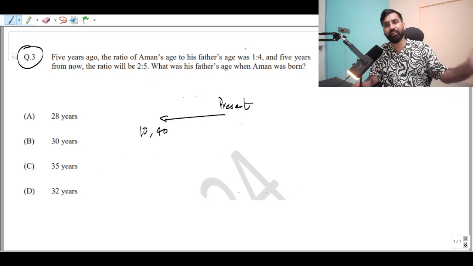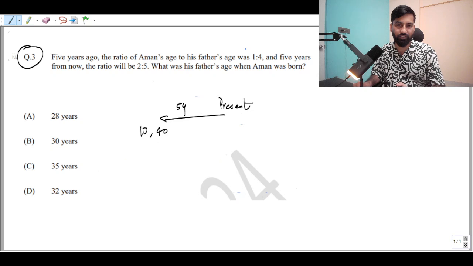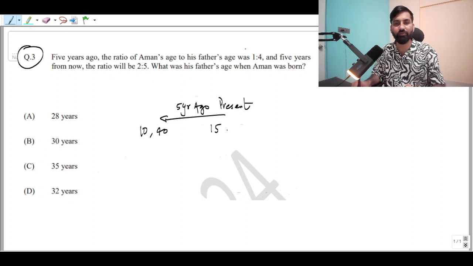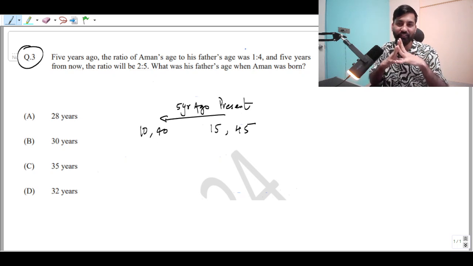You can say this is 5 years ago. And what will be the present age then? You can add 5 years, so it will be 15 and 45. The father's and the son's ages are going to be 15 and 45, and the present ratio is going to be 1:3.